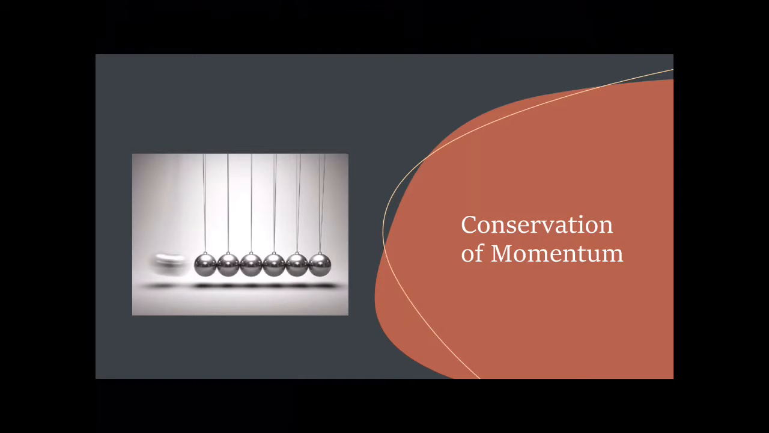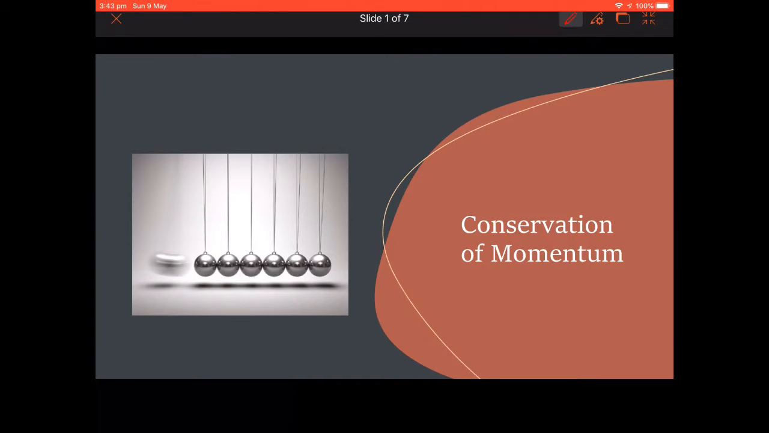Hello, this video is on conservation of momentum. The picture on the left is of a Newton's cradle. This is a classic example of conservation of momentum. We have this ball here which swings down and hits the next ball along. Momentum is transferred through all of these balls until the last one swings up.